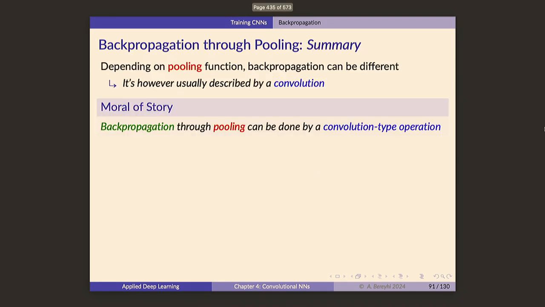So this is the last slide we had. And that was the moral of the story: if you are backpropagating over a pooling layer, then you are pretty much doing a convolution. You just need to modify your output gradient map. Okay, everybody clear? Any questions?